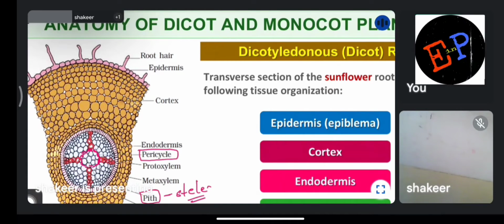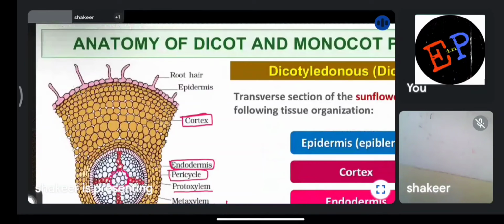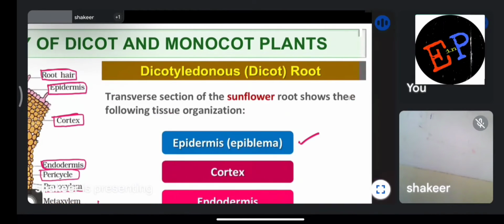And here you can find these layers of protoxylem as well as metaxylem, and that is again surrounded by phloem. Then the structure which is outside this pericycle is called endodermis, and the structure outside the endodermis is called cortex. Surrounding this cortex you will find the last layer, which is called epidermis, and on the epidermis you will find epidermal appendages called root hairs and trichomes. So this is the arrangement of the dicotyledonous root.